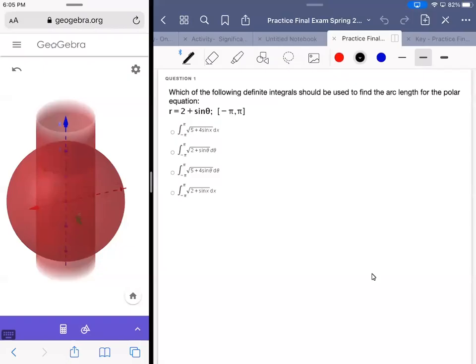All right, so the first question, which of the following definite integrals should be used to find the arc length for the polar equation? All right, so it's arc length and it's two-dimensional. So we would be using the arc length formula for polar coordinates specifically, and the formula is written as alpha beta.